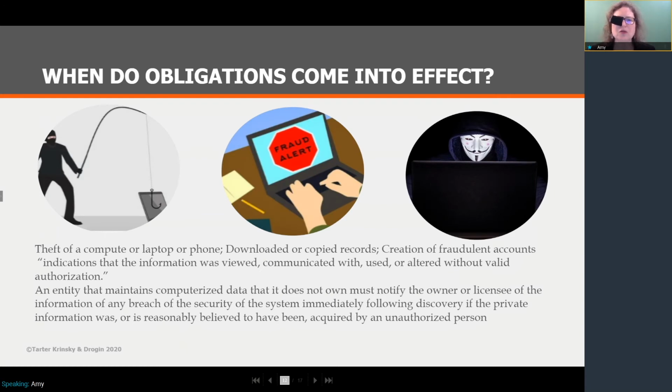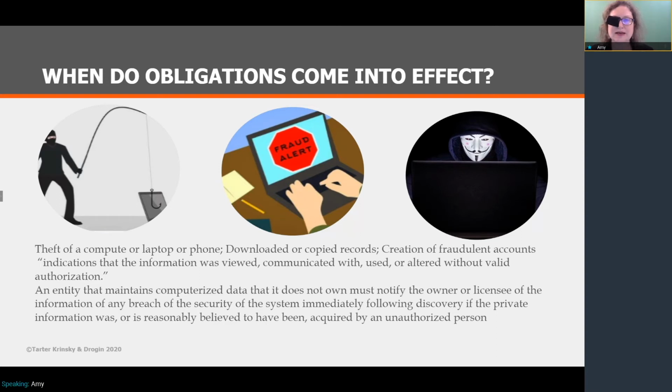So what happens? When would the obligations of SHIELD come into effect? Well, as I mentioned before, a computer or laptop or phone could be stolen, records could be downloaded or copied, fraudulent accounts could be created. So what IT is looking for is an indication that the information was viewed, communicated with, used, or altered without valid authorization. And if this happens, you are required to notify your customers that there was a breach immediately following discovery if the private information was, or was reasonably believed to be, acquired by an unauthorized person.